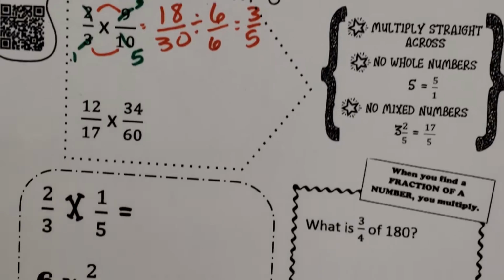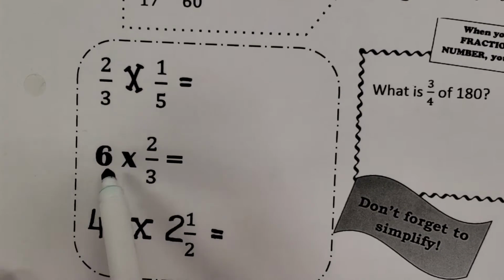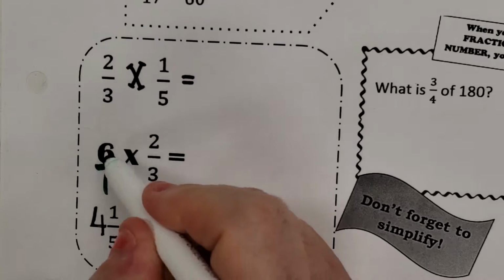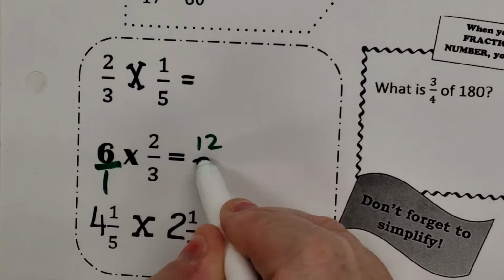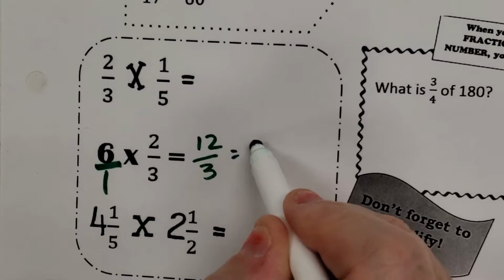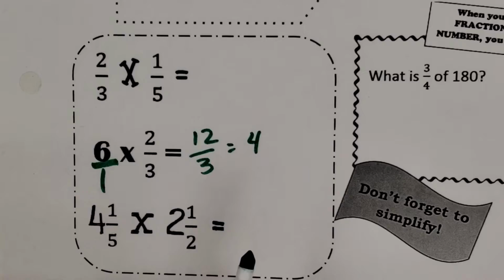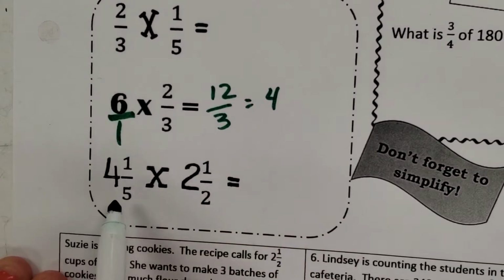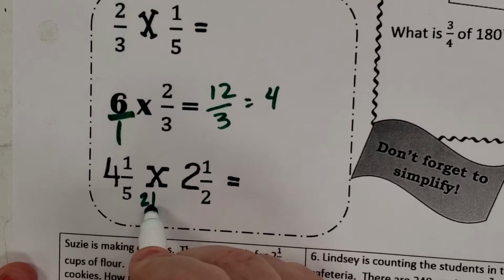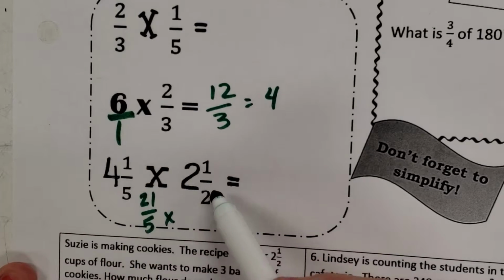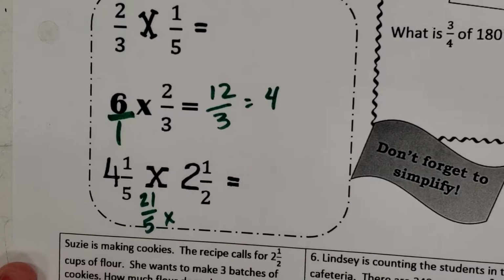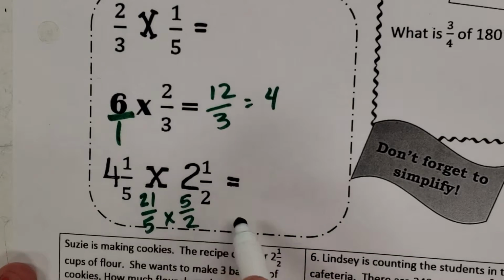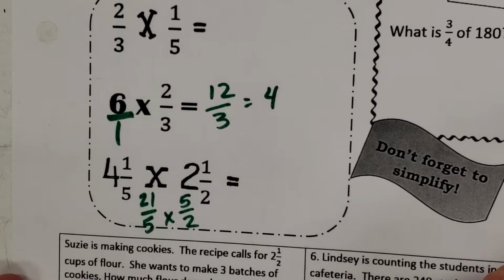Okay? A couple of things just to make sure we remember: no whole numbers. If I have a whole number, I must make it over 1, and then I still multiply straight across. So 6 times 2 is 12. 1 times 3 is 3. 12 divided by 3 is 4. Both of these must become mixed numbers. Improper fractions. They are mixed numbers. 5 times 4 is 20, plus 1 is 21 over 5, and then I have 2 times 2 is 4, plus 1 is 5 over 2. And then I multiply these, and I would get 10.5, okay?